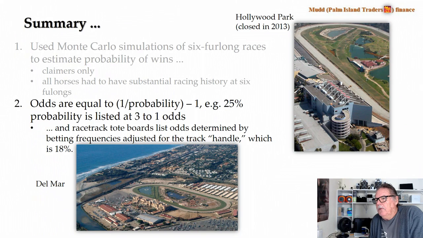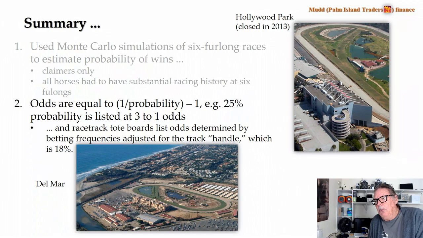So when we made the calculation, the odds that we calculated are equal to the inverse of the probability minus one. So for example, we started by estimating the frequency of wins in the Monte Carlo simulations. So if in 10,000 simulations, the horse won, say, 1,000 of them, then the odds were 9 to 1, because the probability would be 10% and the odds are 1 over the probability minus 1. So for the example I give here, if you have a 25% probability, then that means that the horse wins 1 time in 4 and loses 3 times in 4, so it's 3 to 1 are the odds. As I say, the inverse of the probability minus 1.